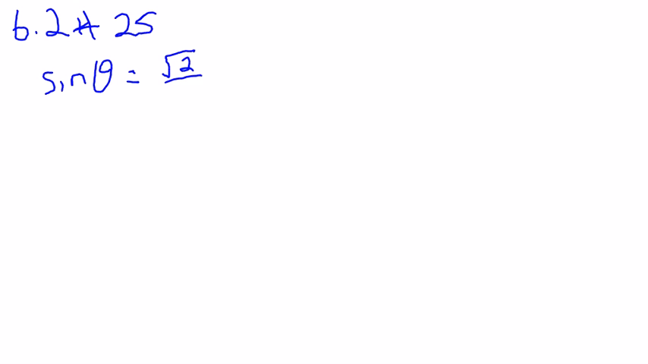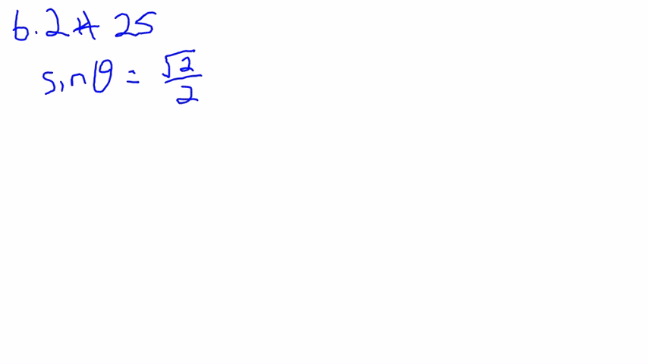Okay, I'm going to start with 6.2, number 25. You have several like these. You can use this method that I'm showing you right here for 21, 25, 29, and 33. They tell you sine theta is equal to root 2 over 2, and they want you to find the other 5 trig functions.